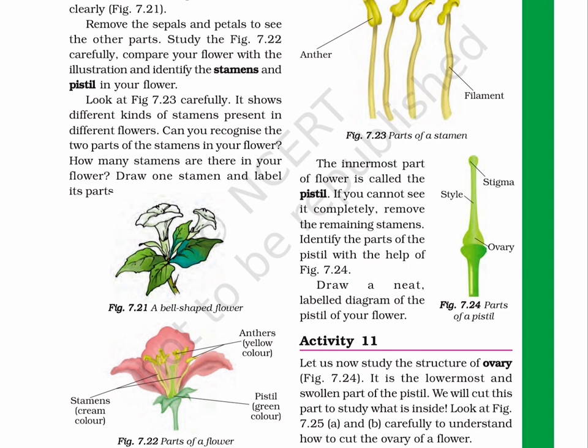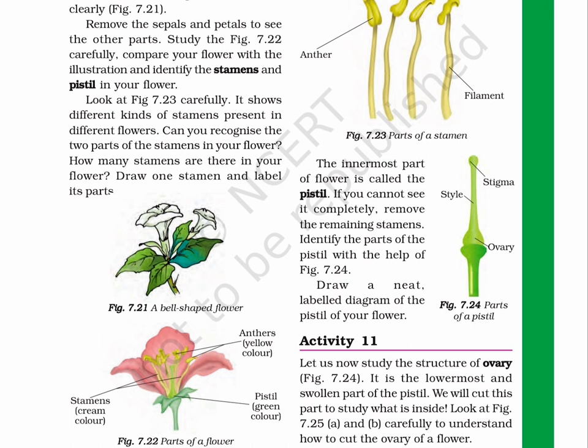The innermost part of flower is called the pistil. If you cannot see it completely, remove the remaining stamens. Identify the parts of the pistil with the help of figure 7.24. Draw a neat labeled diagram of the pistil of your flower. Figure 7.24 shows parts of a pistil: stigma, style, ovary.